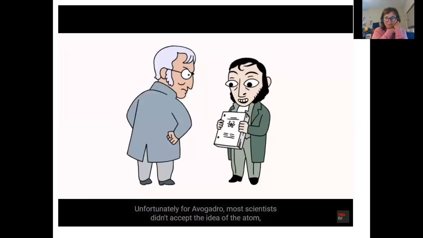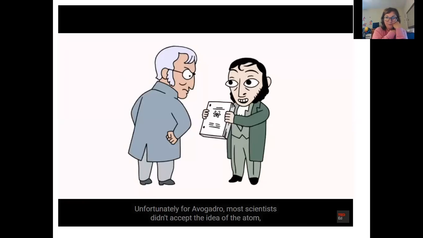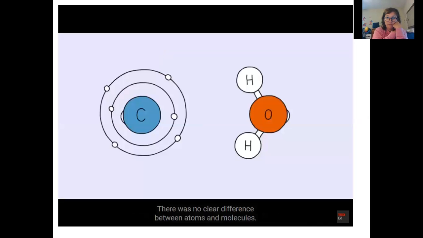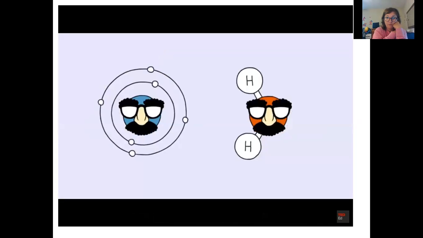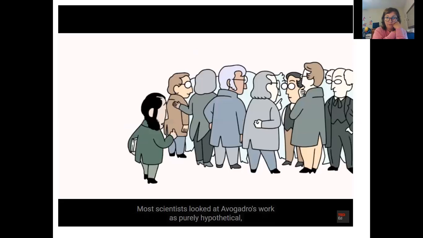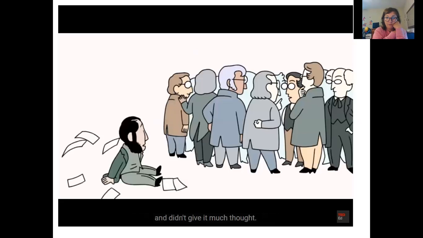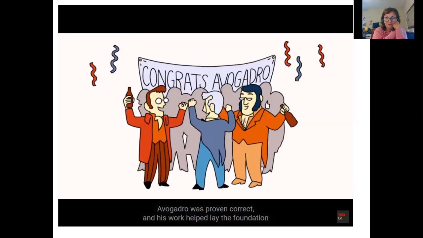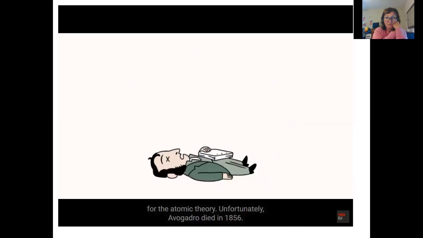Fortunately for Avogadro, most scientists didn't accept the idea of the atom, and there was no way to prove he was right. There was no clear difference between atoms and molecules. Most scientists looked at Avogadro's work as purely hypothetical and didn't give it much thought. But it turned out he was right. By late 1860, Avogadro was proven correct, and his work helped lay the foundation for the atomic theory. Unfortunately, Avogadro died in 1856.